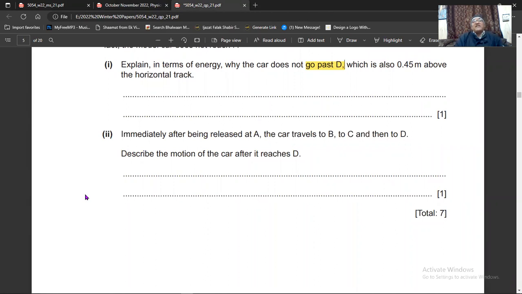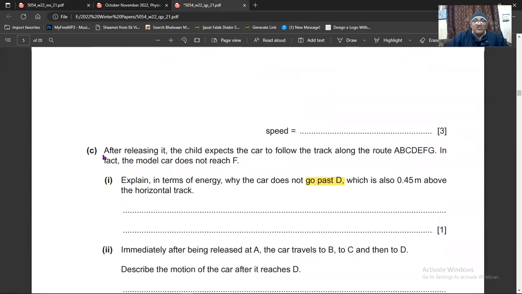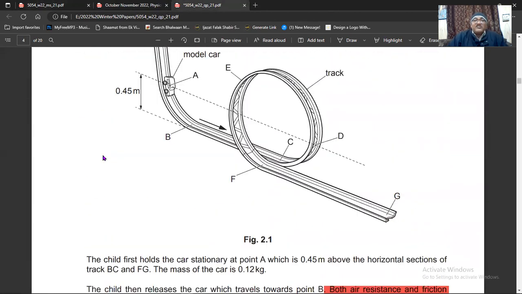Immediately after being released at A, the car travels to B, to C, and then to D. Describe the motion of the car after it reaches D. So when the car reaches D, its kinetic energy becomes 0. So it cannot go past the point D. So what will happen? It will go back. So from D, it will go to C, to B, and then again to A.